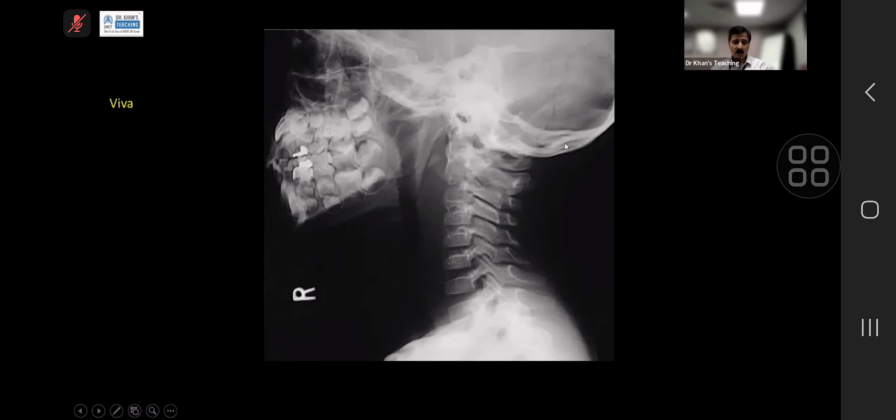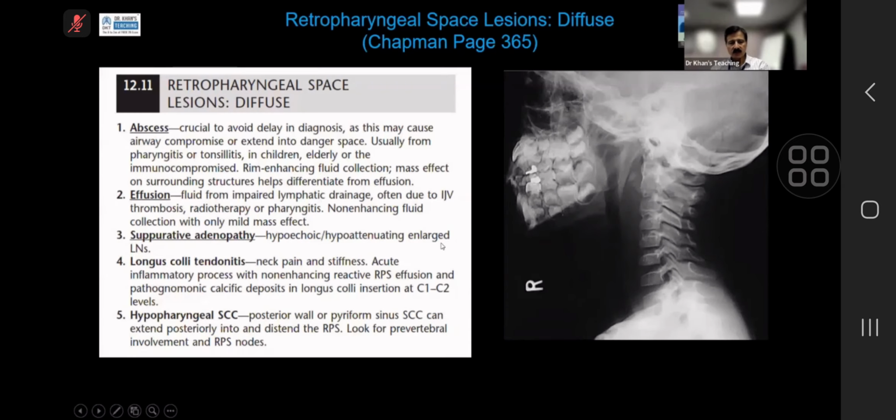Normal, abnormal? Abnormal, there is prevertebral soft tissue thickening. Excellent. So if you see here, this soft tissue is all thickened or widened, and you don't have to measure anything. And this is also a retropharyngeal abscess.